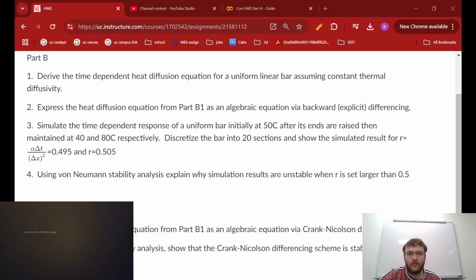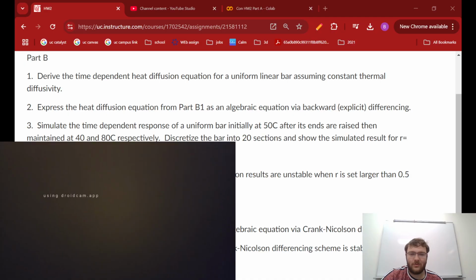Today we'll be working on homework 2 part B. The first question is to derive the time-dependent heat diffusion equation for a uniform linear bar, assuming constant thermal diffusivity.